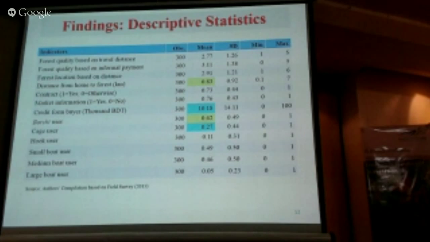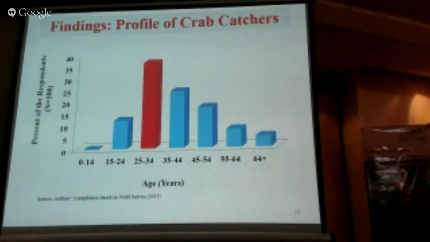And if you see the last three, boat size, small, medium, and large boat, about half of them are using small boats. Another 46% are using medium, and large boat users are very few among the surveyed respondents. If you see the age pattern of those 300 respondents, a large portion of them fall in the middle age, that is the 25 to 34 years age group.